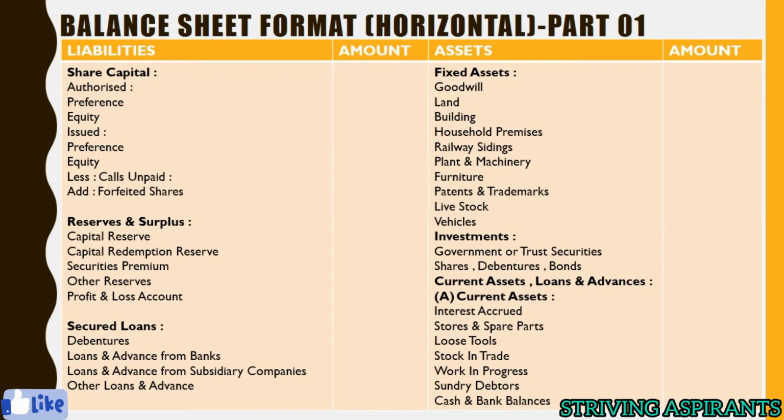The second head in the asset side is investments, under which we will take government or trust securities, shares, debentures, bonds, etc. The third head in the asset side is current assets and loans and advances. Under current assets we will take interest accrued amount, stores and spare parts, loose tools, stock in trade, work in progress amount, sundry debtors, and cash and bank balances.